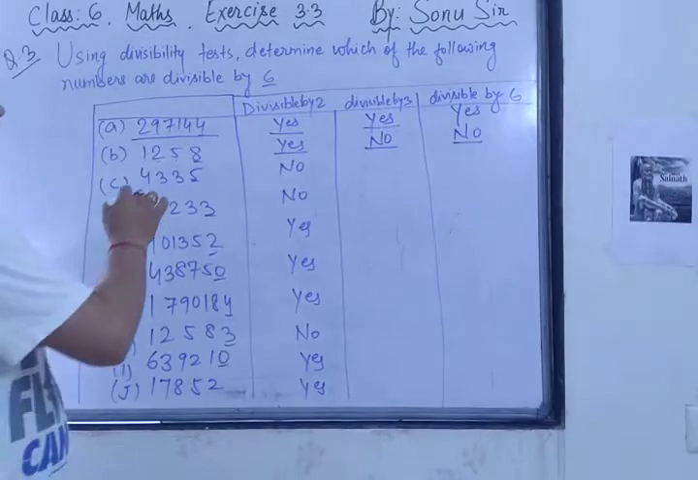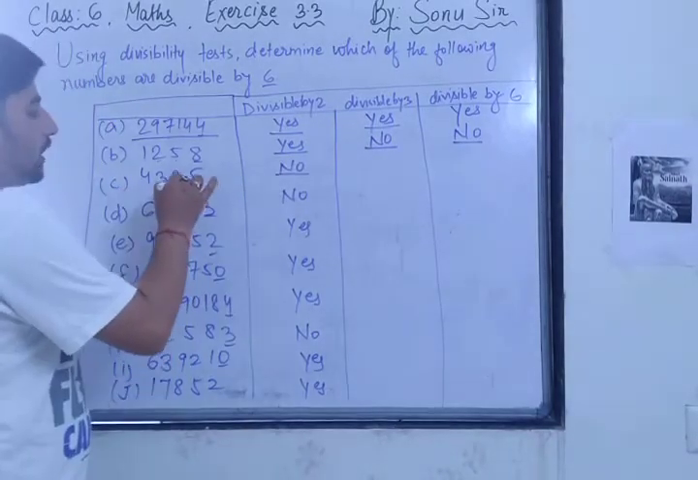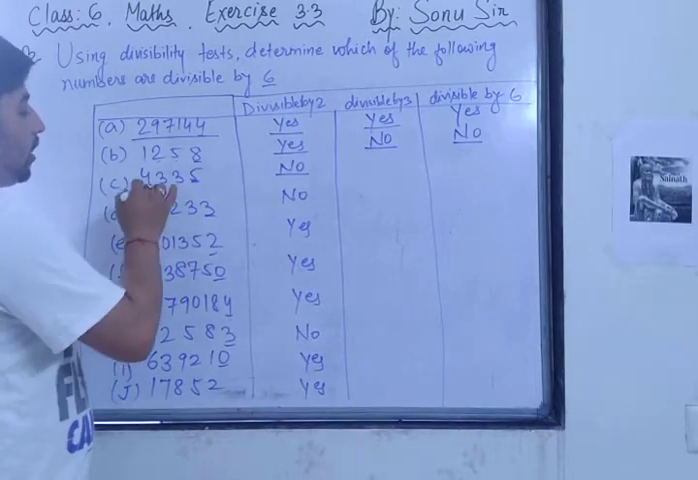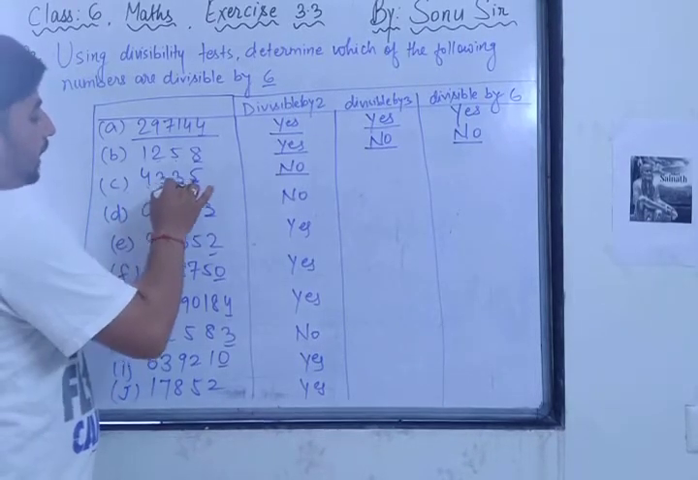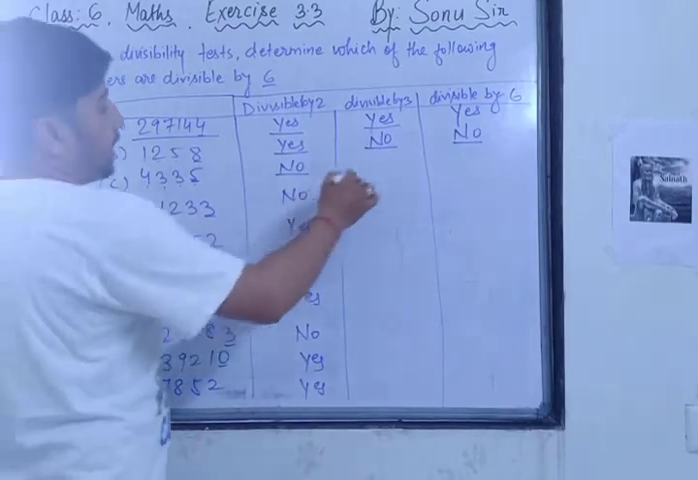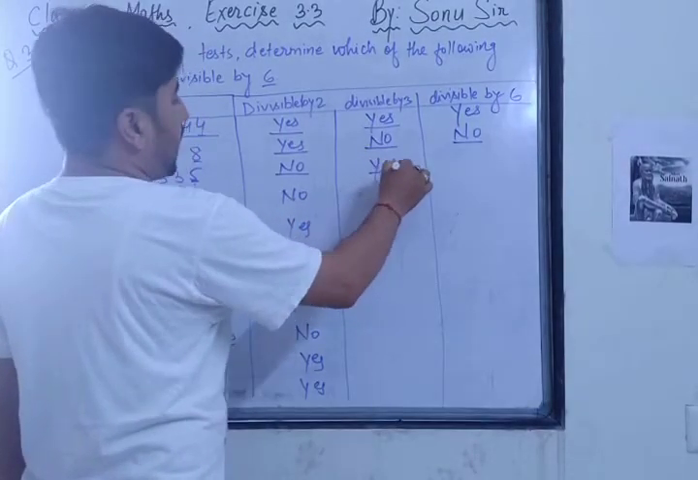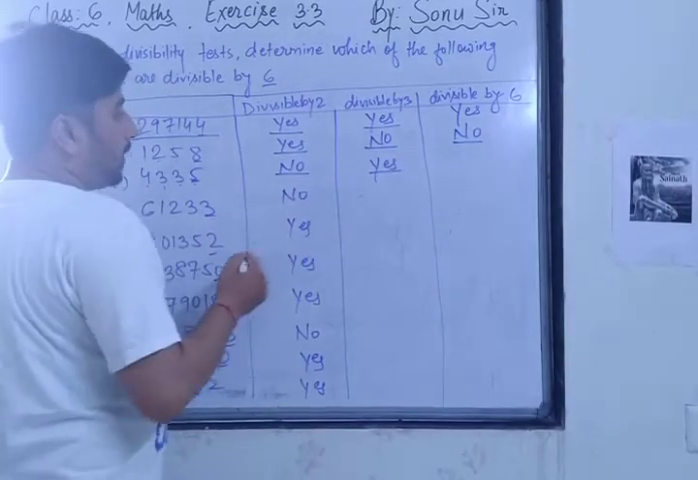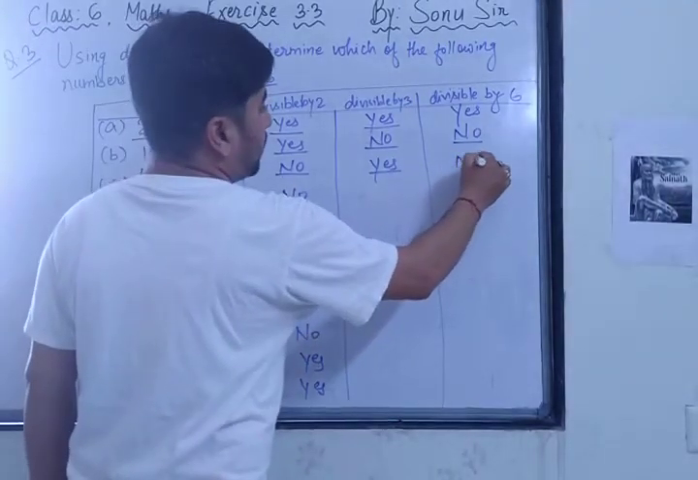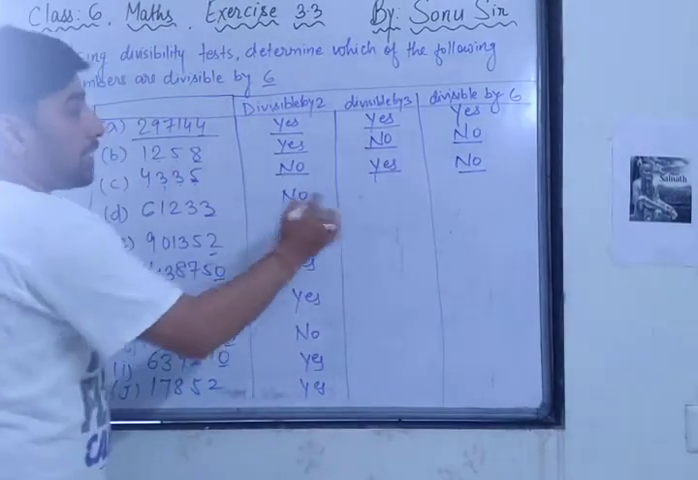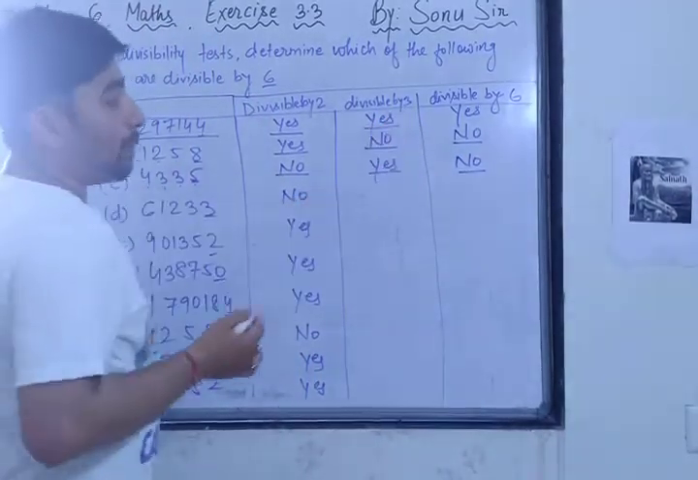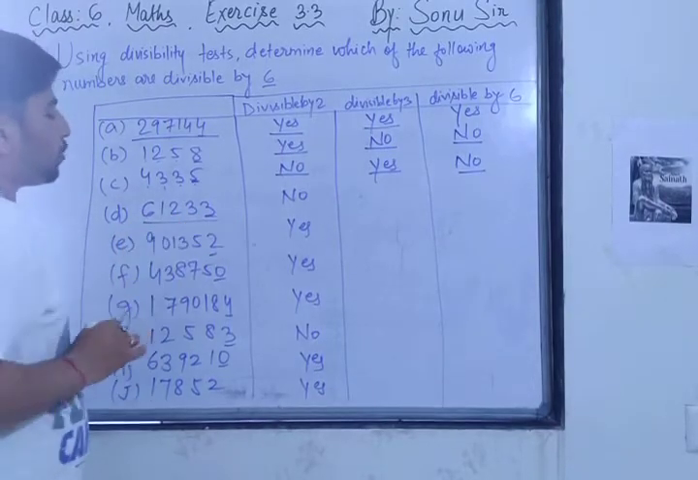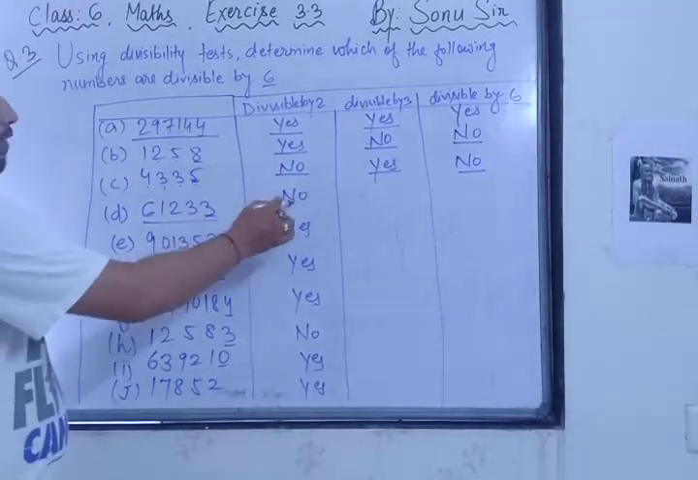Now this number is not divisible by 2 because it does not have an even digit at its ones place. Let's check 3. 4 plus 3, 7. 7 plus 3, 10. 10 plus 5, 15. Yes, 15 is a multiple of 3, so it is divisible by 3. Since it is not divisible by 2, it will not be divisible by 6. It must be divisible by both. Now check the fourth one, 61233. This number is not divisible by 2.